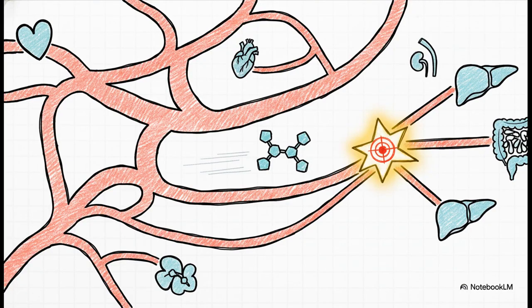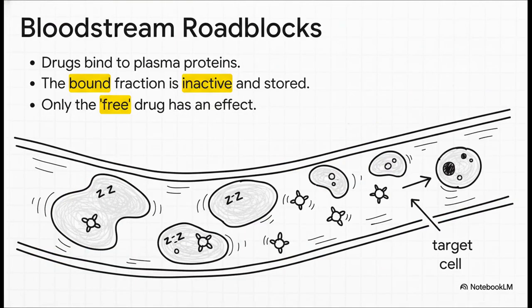You see, just being in the bloodstream is like getting onto a massive highway. You're moving, for sure, but you're not at your destination. The drug now has to navigate this whole network and find the right exit to reach its target. And there can be traffic jams on this highway.